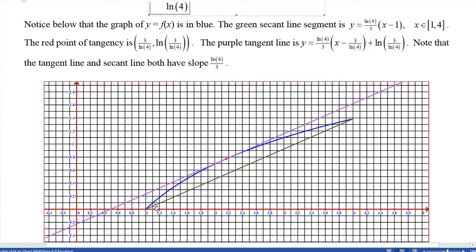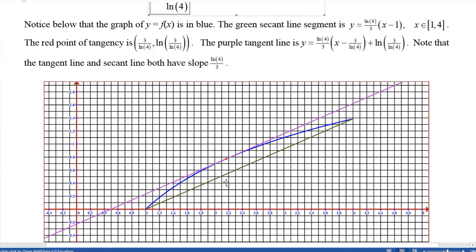So y equals ln of x from 1 to 4 is this blue graph. The secant line segment in green is y equals the slope, which is ln of 4 over 3, times x minus 1, plus 0, because it goes through the point (1, 0). So there's the point-slope form of that line. And of course that's going to be defined from 1 to 4 to get that secant line segment.